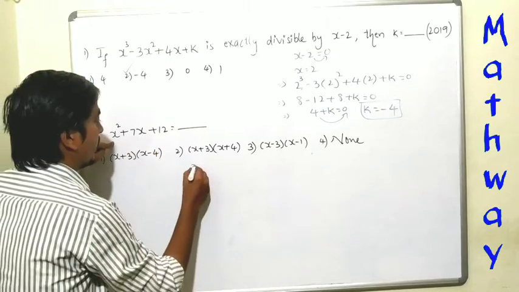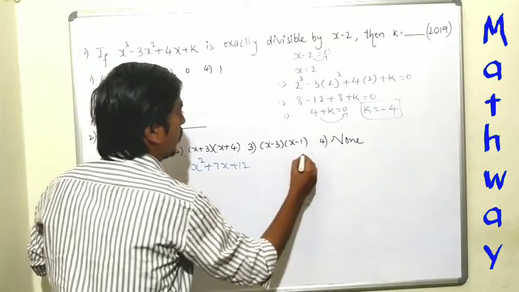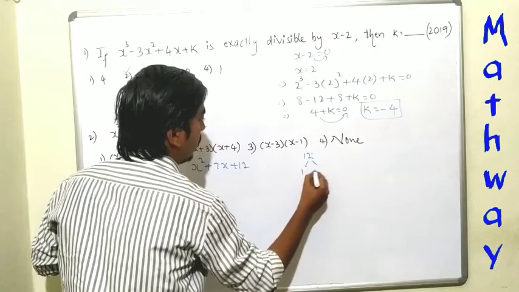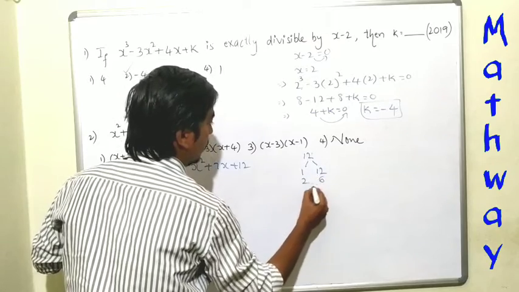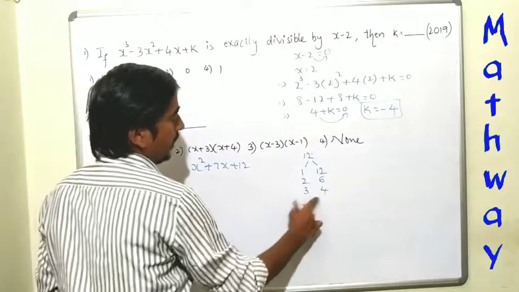So let us factorize this x square plus 7x plus 12. What are the factors of 12? The factors of 12 are 1 and 12, 2 and 6, 3 and 4, and 4 and 3. The middle term is 7, so we can take 3 plus 4.